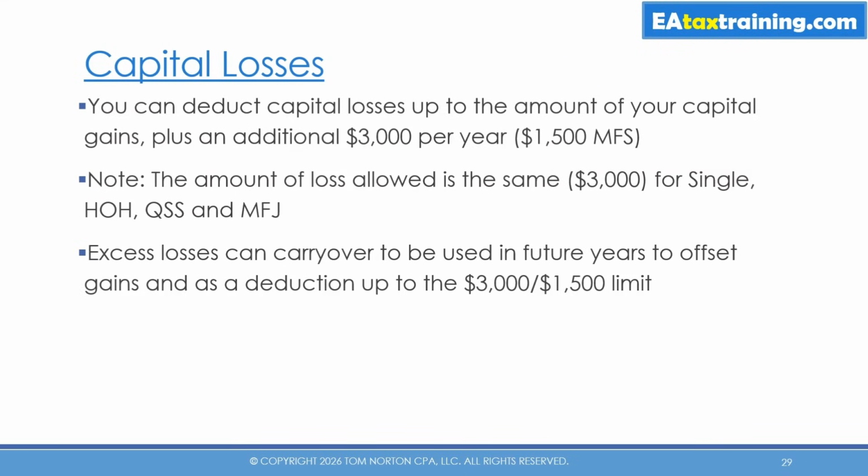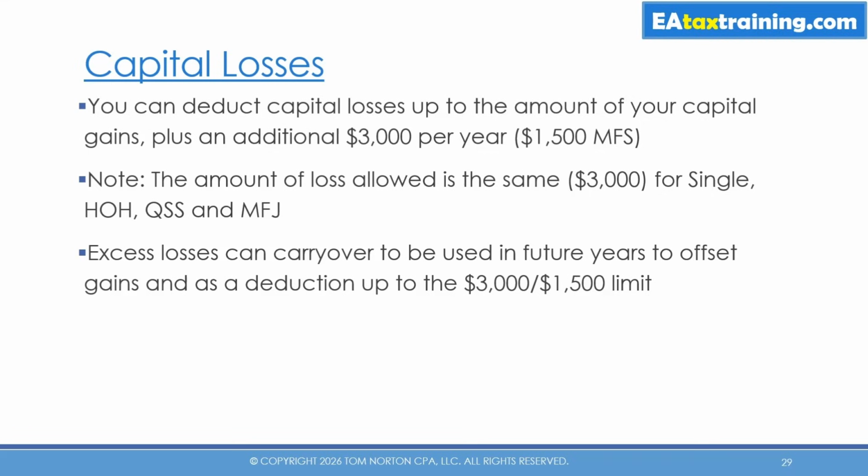Capital losses. You can deduct capital losses up to the amount of your capital gains plus an additional $3,000 per year, or $1,500 married filing separately. And note that the amount of the loss allowed is the same for single, head of household, qualifying surviving spouse, and married filing jointly. So married filing jointly does not get twice as much as single. The only one that's different is married filing separately, where they only get $1,500. But for everybody else, it is $3,000.